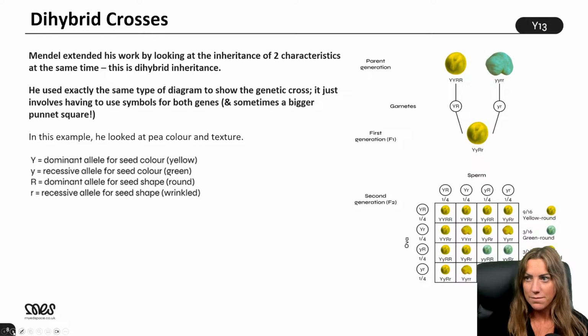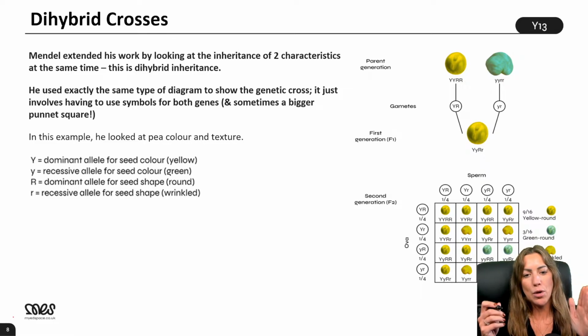Okay, we're going to do some dihybrid crosses. Has it got anything to do with crossing over? Not in that example, no. But this is really confusing now.